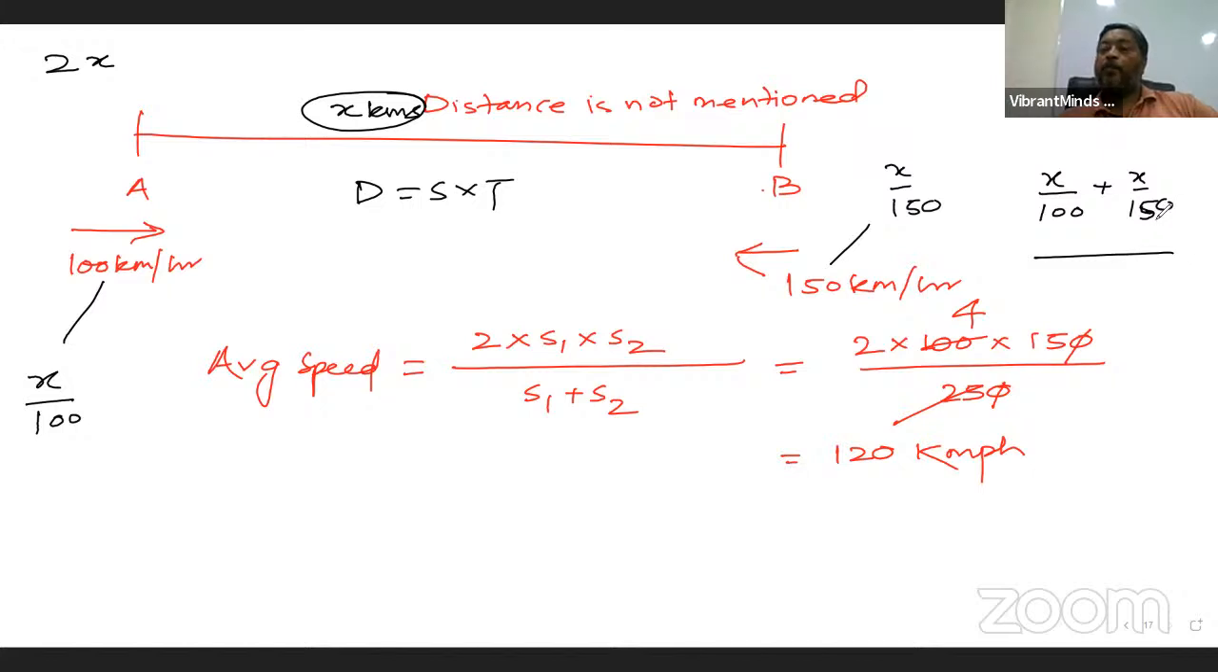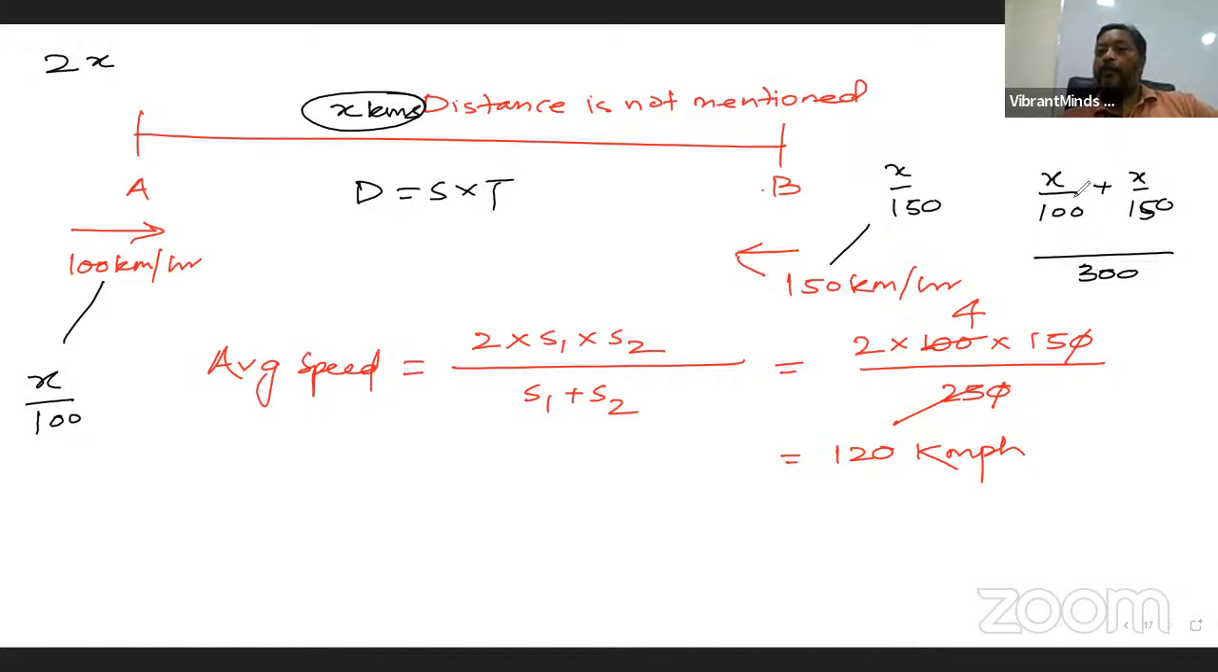150 into 1 is 150. Will it be divisible by 100? Not fully. 50 will be my remainder. 150 into 2, 300. Divisible by 100? Yes, 3 times. So 300 becomes your LCM. This is a shortcut for taking LCM.